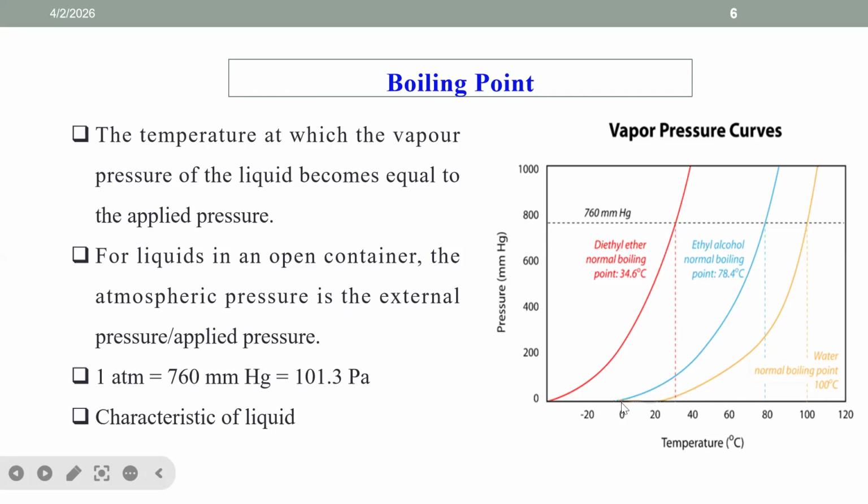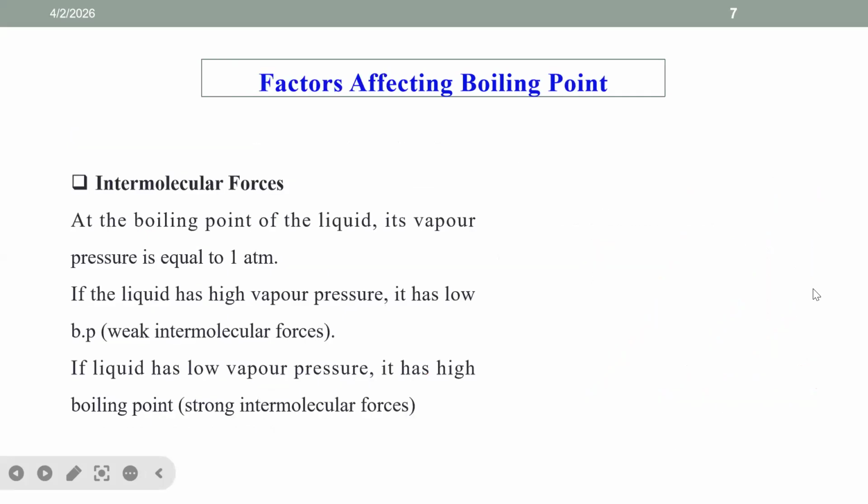In the second example, ethyl alcohol, the vapor pressure of the liquid ethyl alcohol becomes equal to the atmospheric pressure at this temperature. So this is the boiling point of ethyl alcohol. And here is the boiling point of water because this curve is for water. Boiling point of the liquid depends on intermolecular forces. In simple words, I can say that a liquid with higher or stronger intermolecular forces will have lower vapor pressure and high boiling point, and vice versa for those which have weak intermolecular forces.